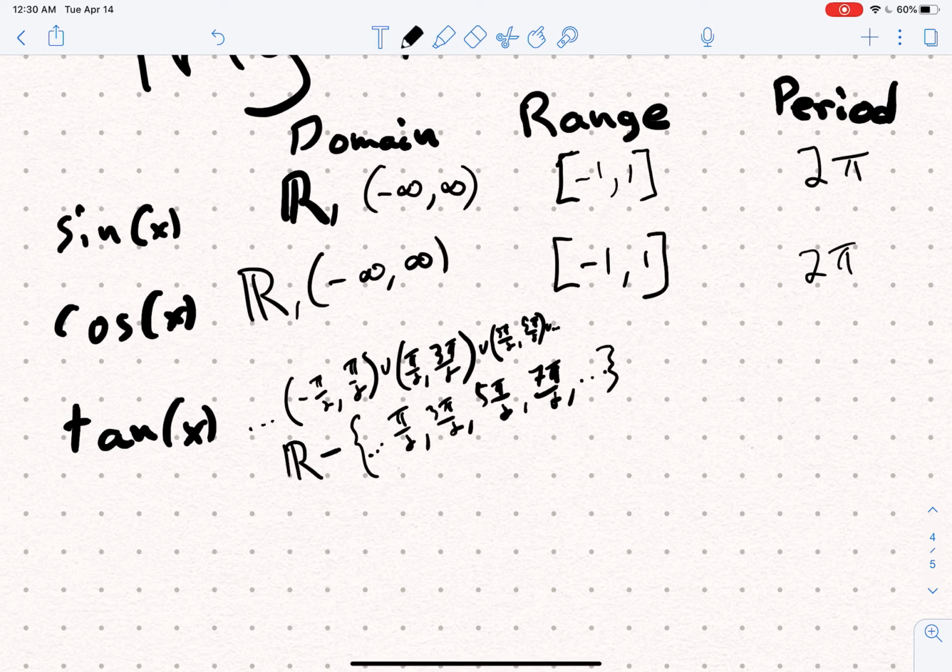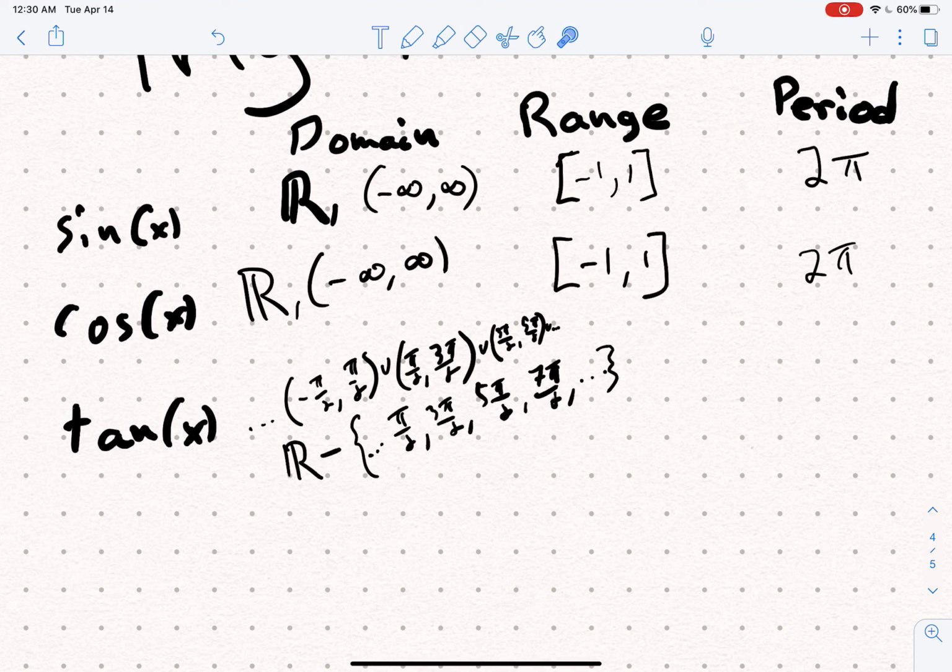There are various other ways of writing the domain of this, but the key idea for tangent is simply that it has these problem places in it. It has these places, exactly the places where the cosine function is equal to 0, and those are not part of the domain. But all of the other things, the things in between those places, are in the domain of the tangent function.